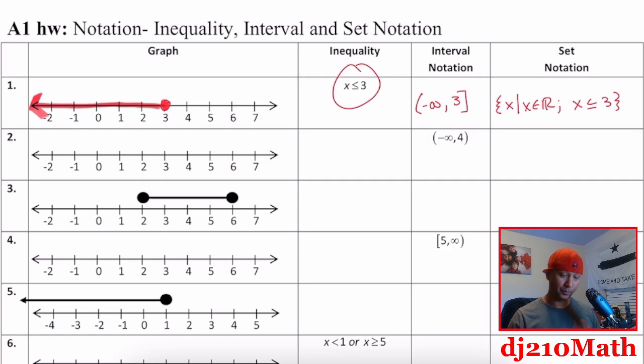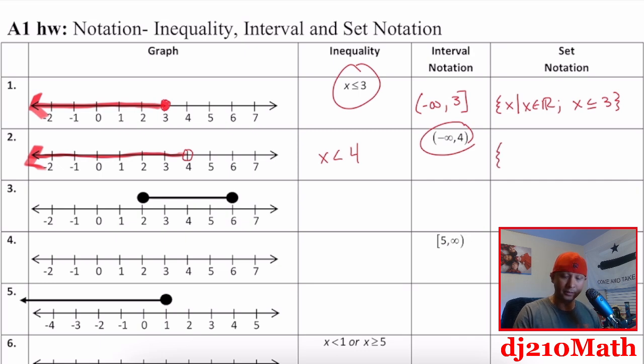Number 2, we're given the interval negative infinity up to 4. So negative infinity up to 4. And it's a parenthesis, so it's open circle towards negative infinity. The inequality for this is similar to what was in number 1. So x is strictly less than 4.